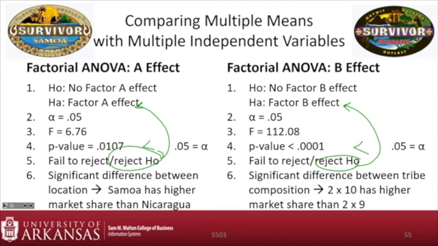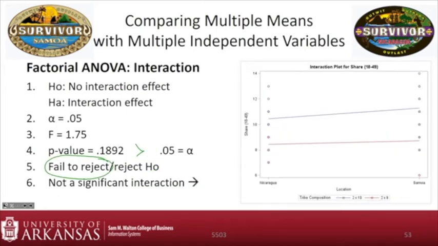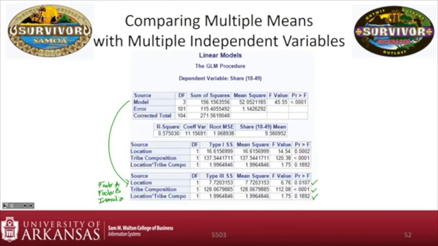Why are you doing type 3 instead of type 1? You're using the type 3 table instead of the type 1 table. So the type 1 sums of squares are sequential sums of squares. The type 3 sums of squares are not. General practice is just to use the type 3 sums of squares.